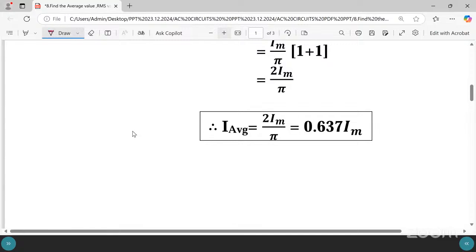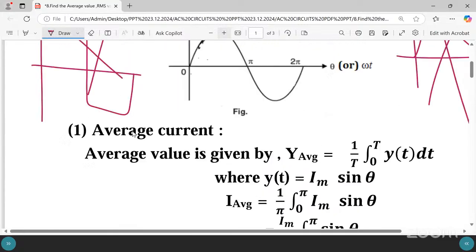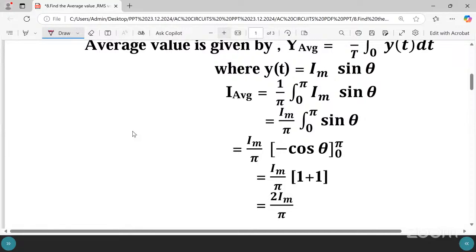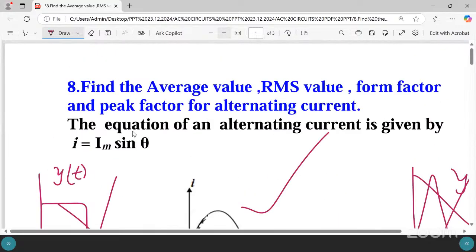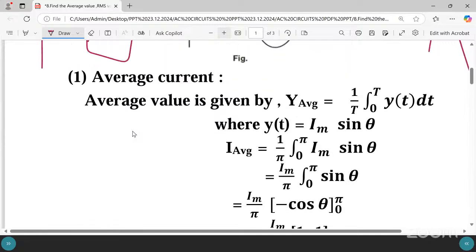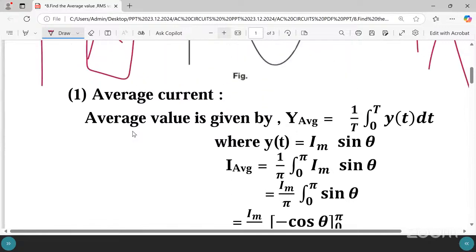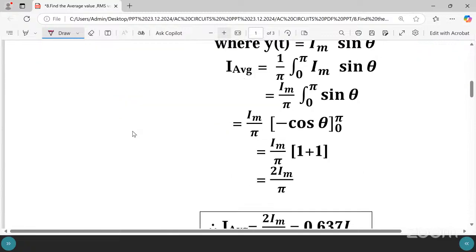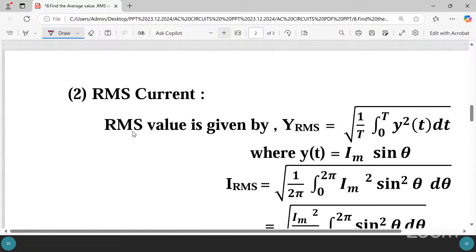The question is like this, the same question. You can check the previous question papers. The same question was given for a 5 marks or 10 marks question. First, draw the waveform, then apply the formula, then the final answer will be this. Next one, RMS current.